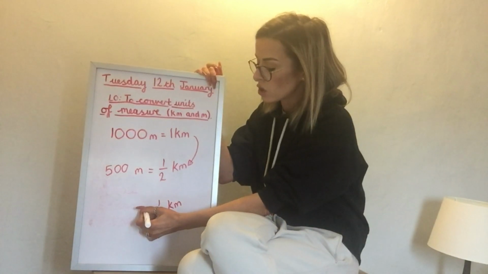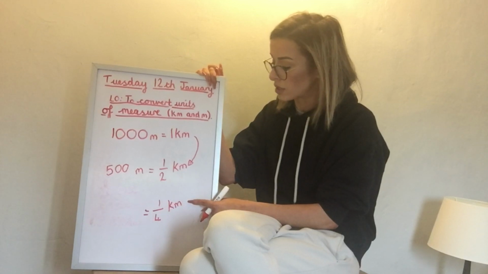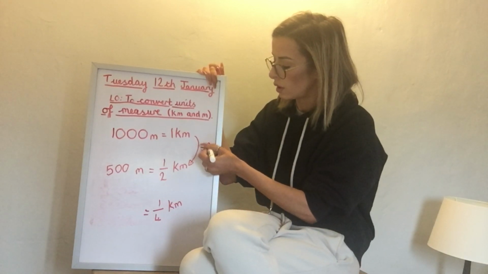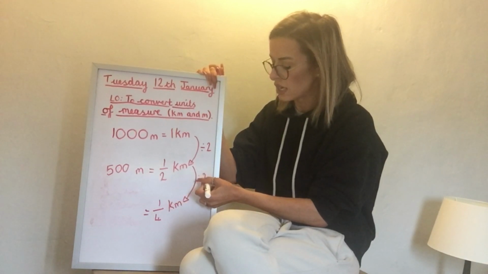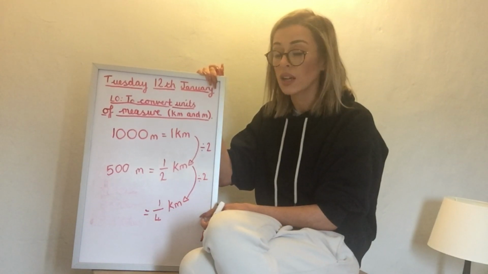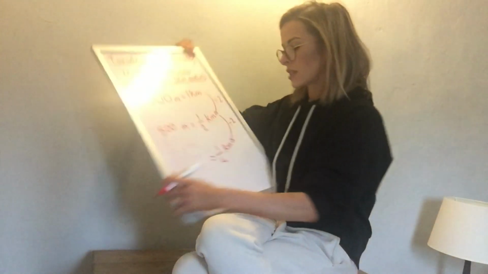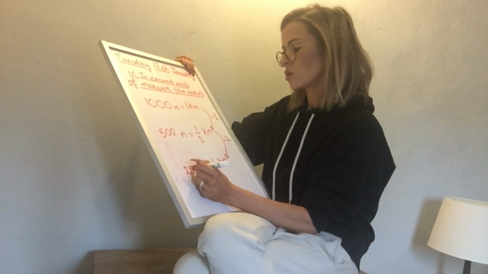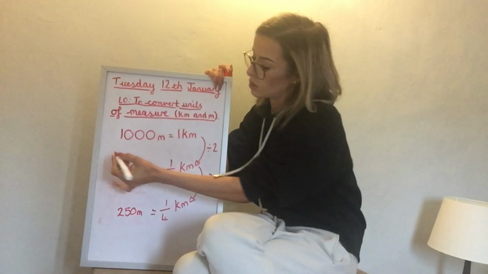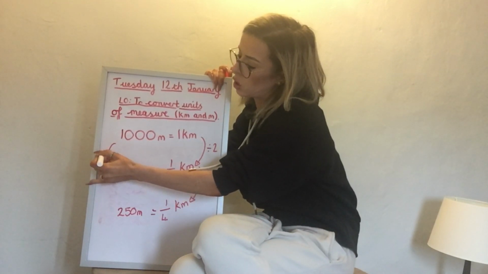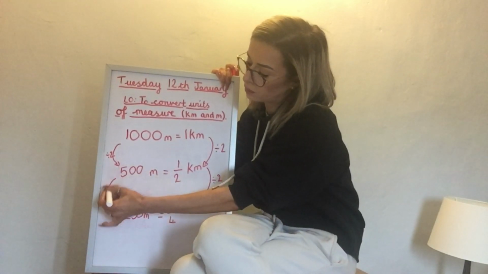Okay, so children, how many metres do you think there are in a quarter of a kilometre? Look, I've divided by 2 here, and I've divided by 2. I've done my halving again. So how many metres in a quarter of a kilometre? You are right, boys and girls. The answer is 250 metres. And can you see that I have halved? So I've done my dividing by 2 here, and I've divided by 2 again.